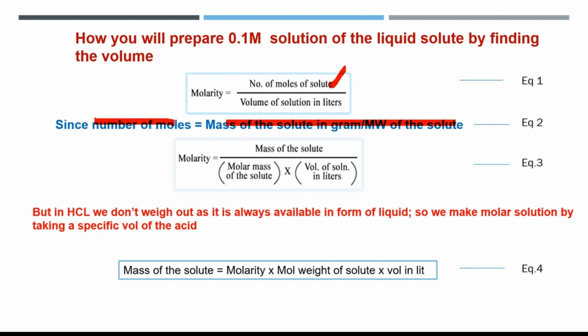Then your molarity will become the mass of the solute divided by molar mass of the solute into volume of solution in liters. Since you know HCl and other acids always come in the form of liquid, we don't weigh them out, and we need to find the molar solution by taking a specific volume of the acid. Clear? Then mass of the solute is equal to molarity into molecular weight of the solute into volume in liter.